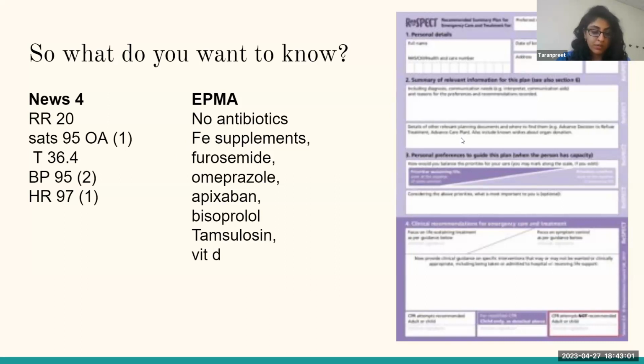Does anybody know what this purple thing on the right is? Again, it's a ReSPECT form. Yeah, and why is a ReSPECT form important? They basically indicate whether the patient has a DNR or not. Yeah, precisely. So why do you think this is important in this scenario?